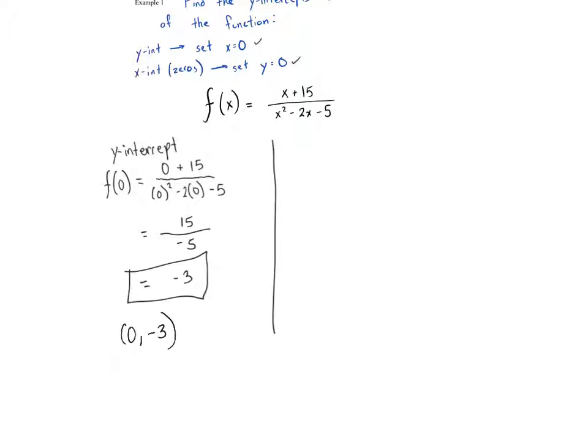All right, finding the x-intercept is a little bit more complicated. X-intercepts, also known as the zeros. The zeros of the function are where it crosses the x-axis.